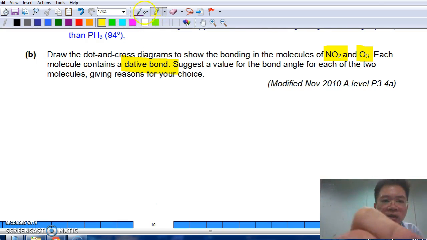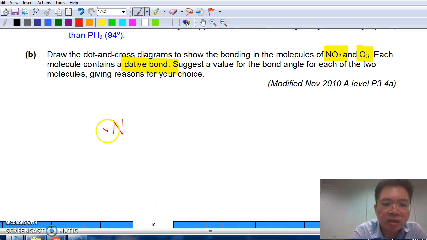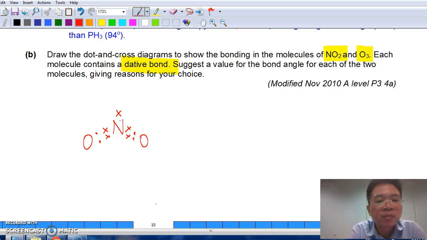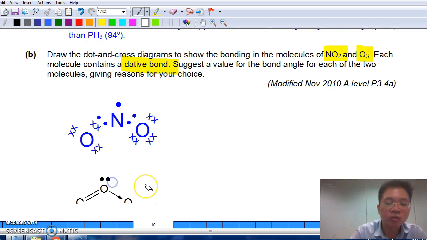NO2. I remember drawing it in the lecture. I think there was some student who suggested that NO2 has a double bond with both O. But remember, we run into a problem: having more than 8 electrons surrounding N. So it cannot be both double bonds. We went through this and figured out that there should only be one double bond and one dative bond surrounding O. This is the structure of NO2.